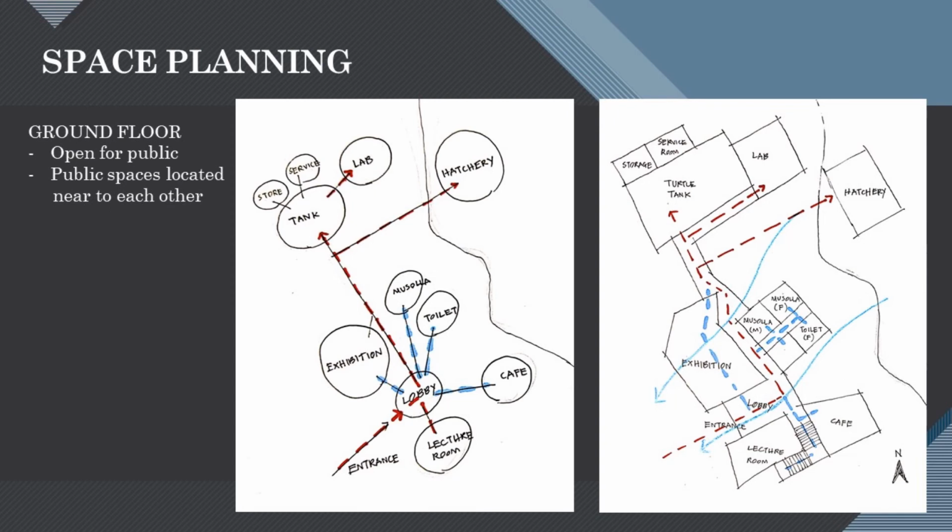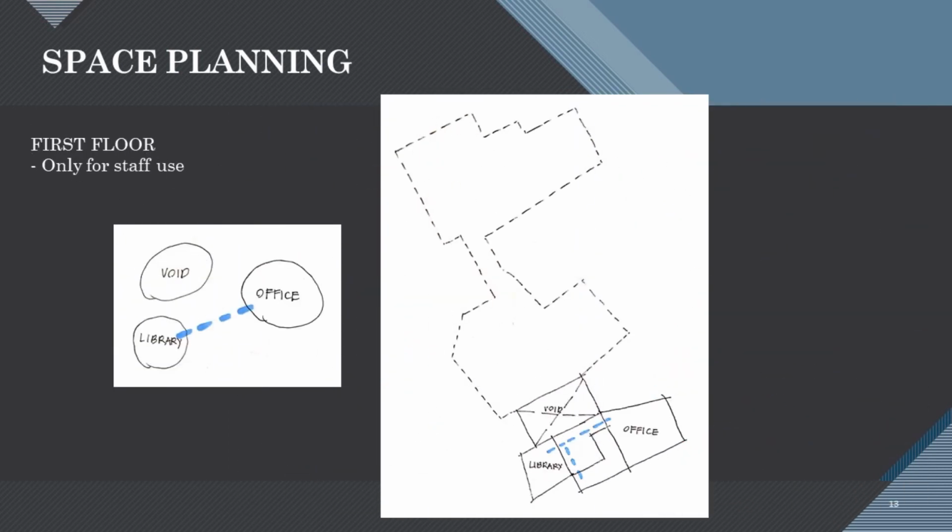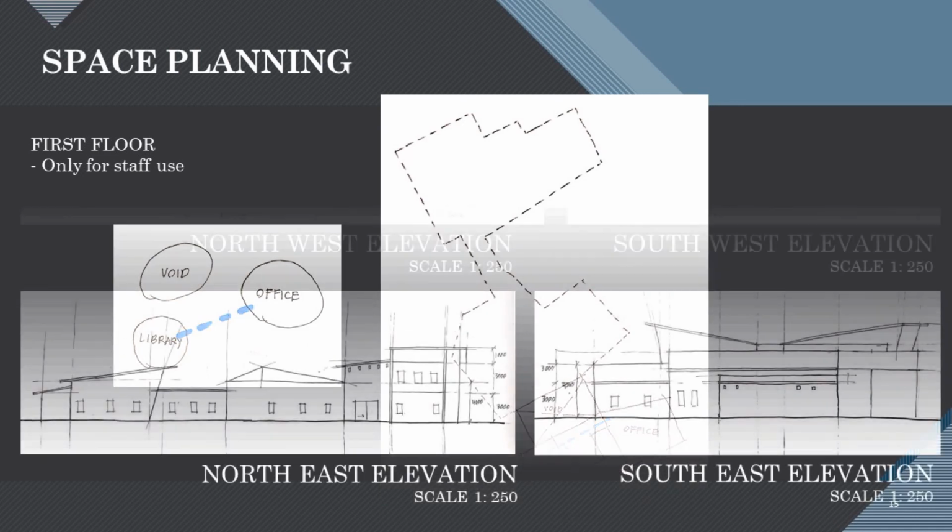Basically, all the public spaces are located near the entrance, meanwhile the semi and private spaces are located far from the entrance and crowded space. And for the first floor, it only consists of 2 spaces, which are the office and library, that can only be used by the staff.